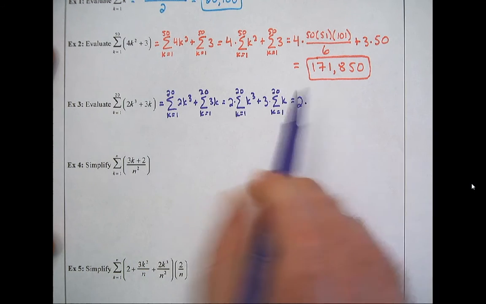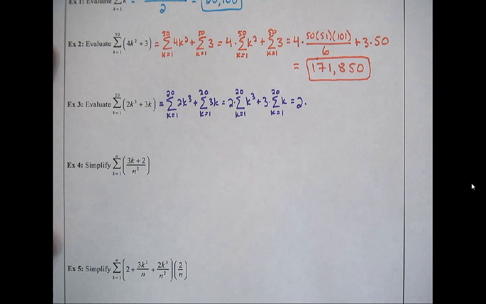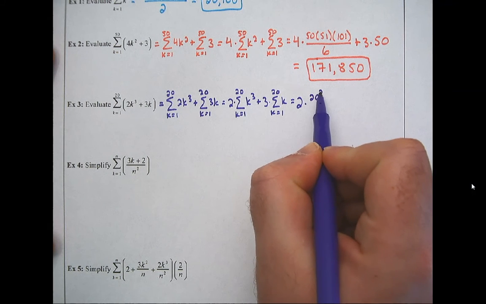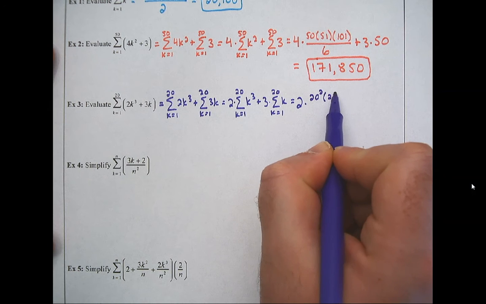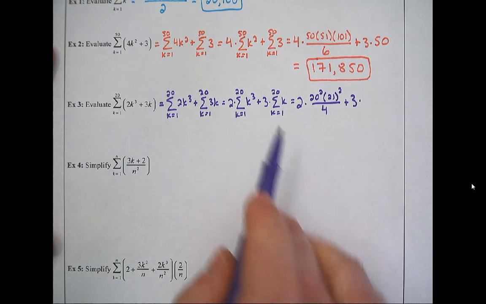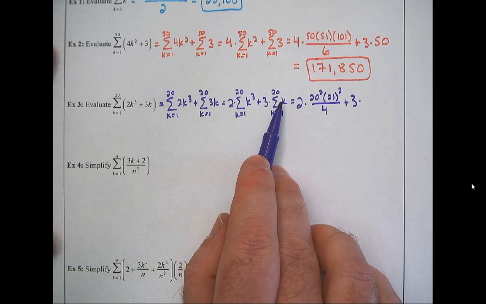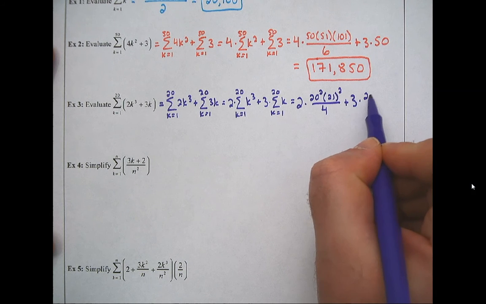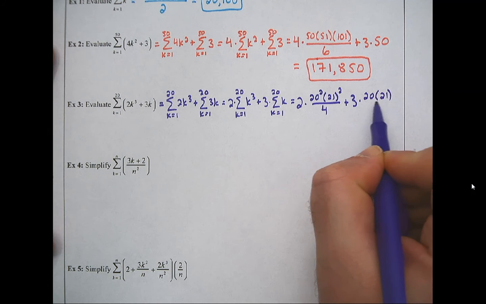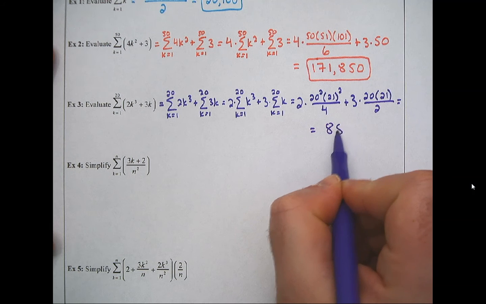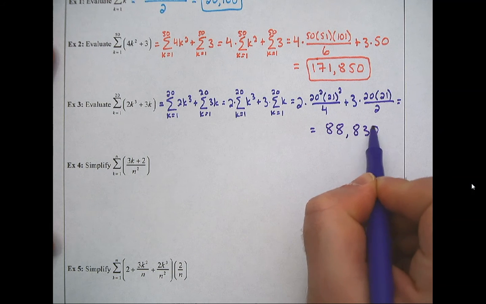So I've got the 2 out in front. Looking at my cheat sheet, the sum formula for cubed is n squared, n plus 1 squared, over 4. So for us, that would be 20 squared times 20 plus 1, which would be 21 squared, over 4, plus 3 times, and then this is the k formula, so I'm looking at my cheat sheet again. My k formula is n times n plus 1 over 2. So for us, that would be 20 times 21 over 2, which then would equal, I got 88,830.